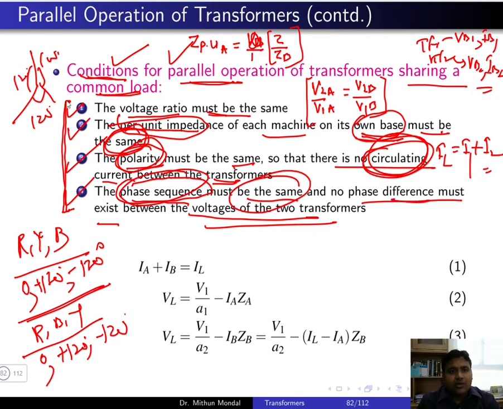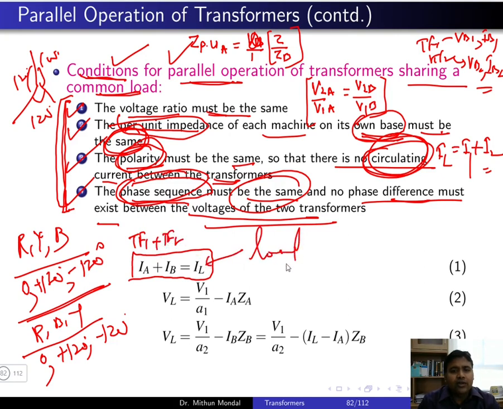So these four conditions have to be fulfilled in order to do the parallel operation of the transformer. In terms of the equation, the first equation will be IA plus IB is equal to IL. So transformer 1 secondary current plus transformer 2 secondary current should meet the load current of the transformer. The polarity of the transformer should be such that it should not oppose each other. If IA and IB are opposing each other, then it will not meet the load current and there will be a circulating current.